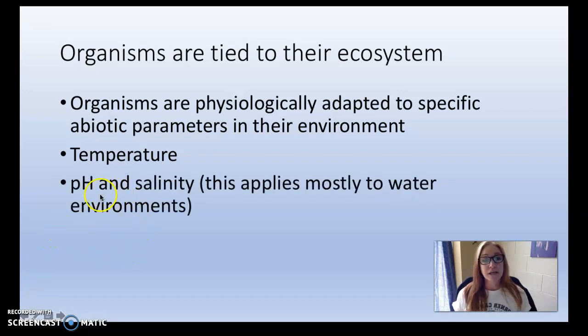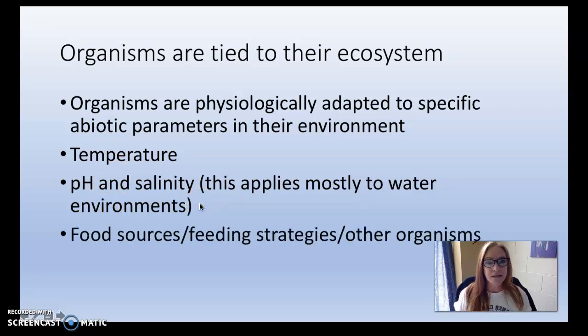Another major influence on how organisms survive is pH and salinity, and this is mostly for aquatic environments. So freshwater and saltwater both have a certain level of acidity and alkalinity. That's what pH is. And then salinity is how salty the water is. Freshwater organisms cannot live in salty water. Saltwater organisms cannot survive in freshwater because their bodies are adapted to deal with the specific ranges of salinity that they are adapted to. Okay, and they have ways of coping with that which don't translate to the other ecosystem.